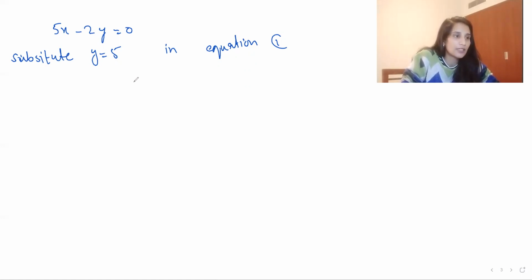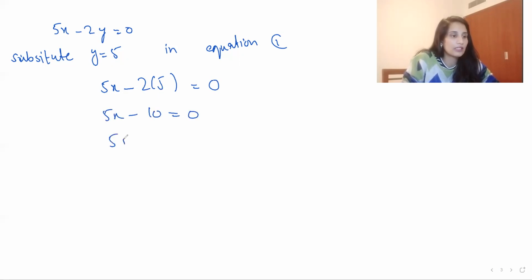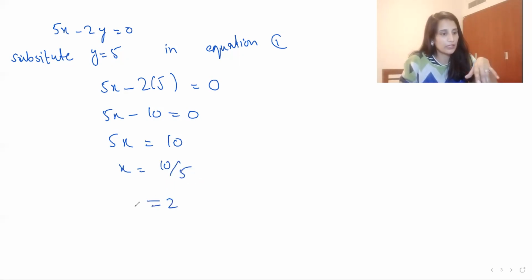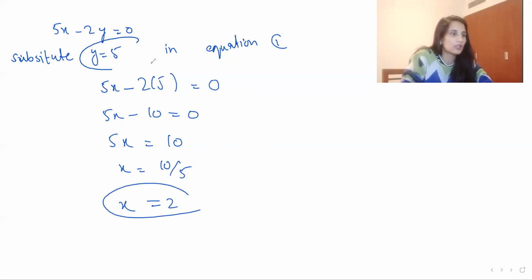5x minus 2y is equal to 0. So putting 5 for y, 5x minus 2 fives are 10 is equal to 0. Then this 10 goes to the other side and becomes plus 10, x is equal to 10 by 5, and we get x is equal to 2. So the solution of these equations is 2 and 5. x is equal to 2 and y is equal to 5. That's it.